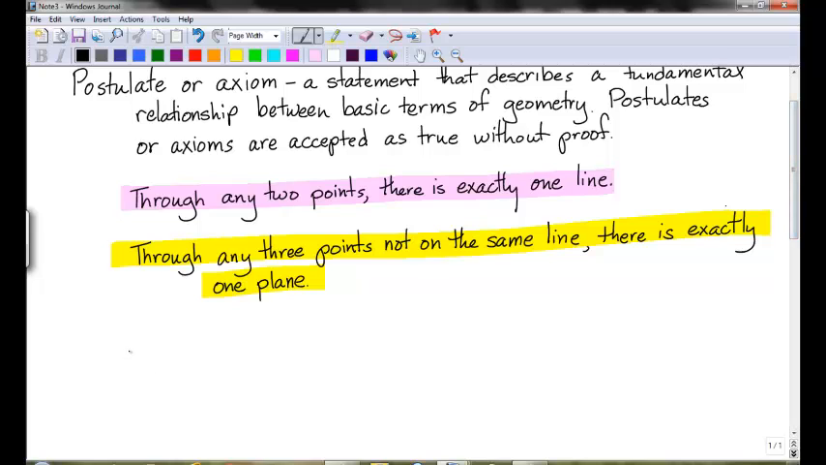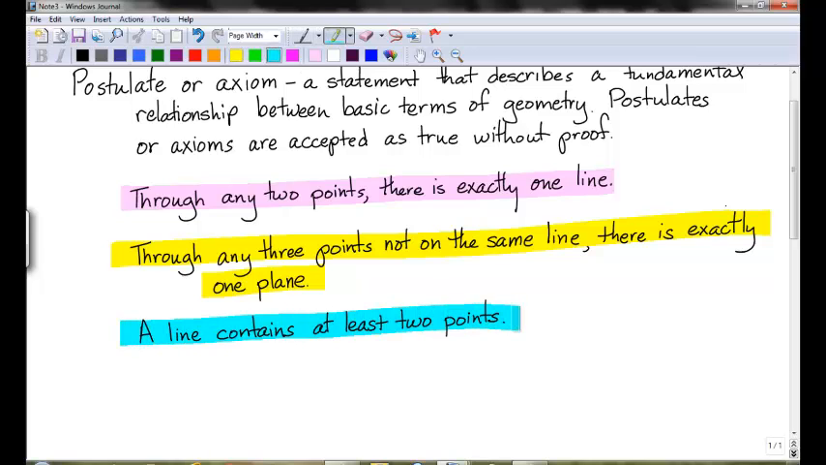Okay, the next one. A line contains at least 2 points. That's accepted as true without proof. A line contains at least 2 points. That is a postulate or an axiom.